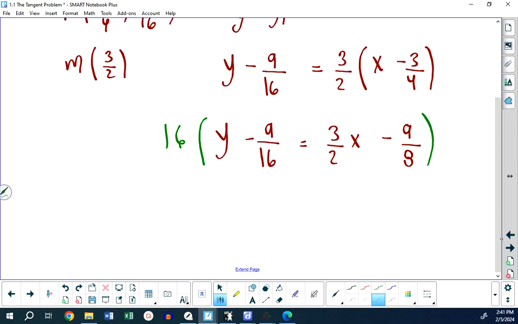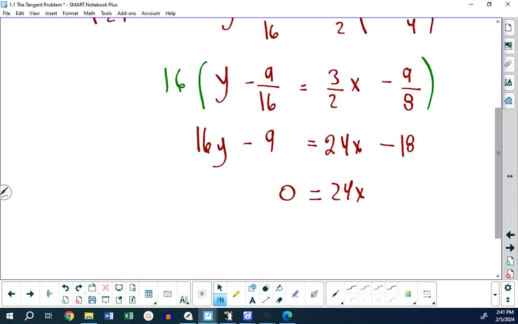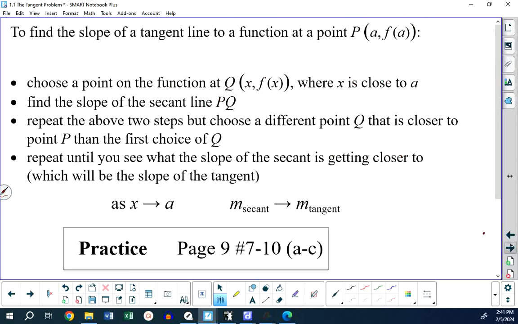You should be going left side times 16, right side. I get 16y minus 9 equals 16 over 2 is 8 times the 3x. 16 over 8 is 2 times the negative 9. So 0 equals 24x minus 16y minus 9. Sorry, can you check my arithmetic again? I'm pretty sure it's right, but this pounding headache. Minus 16y minus 9 equals 0. And we're done, okay?